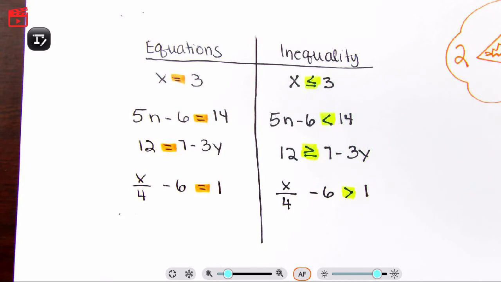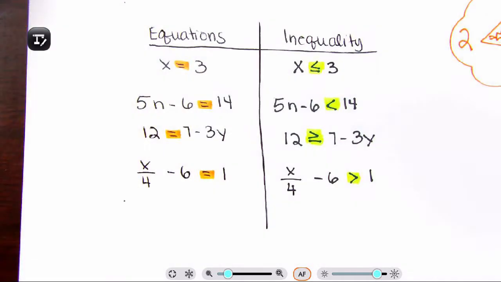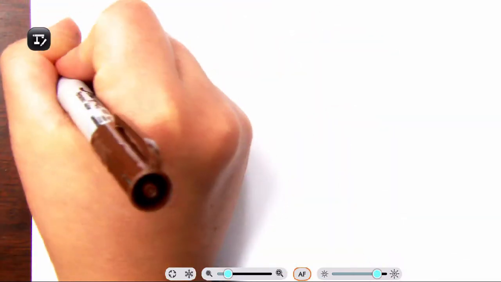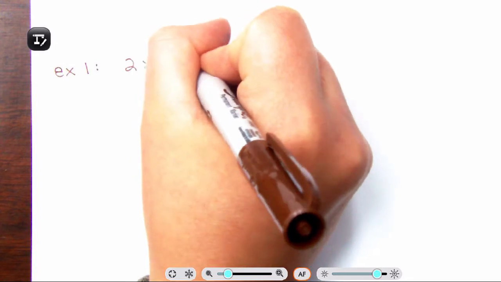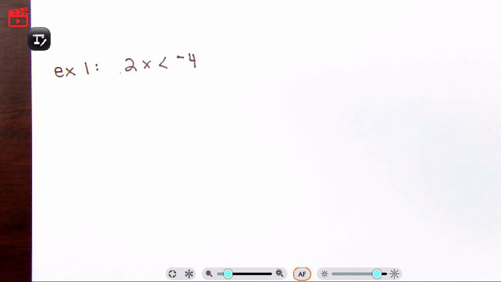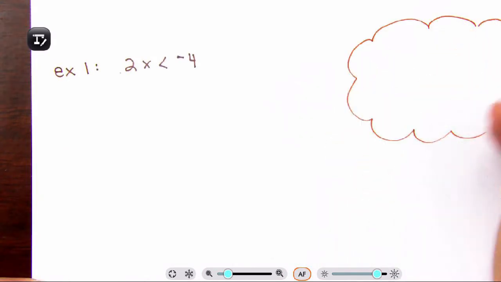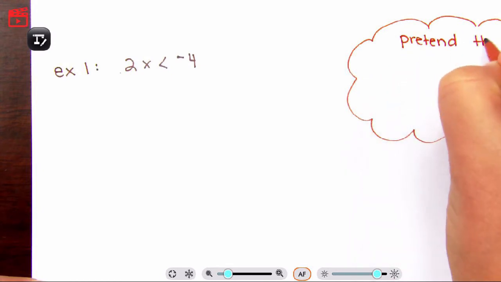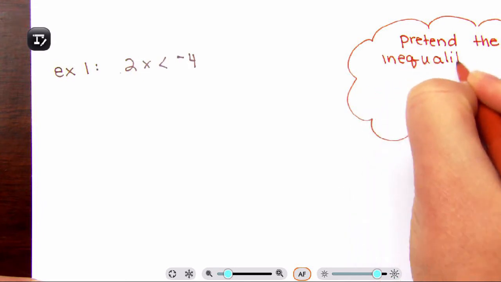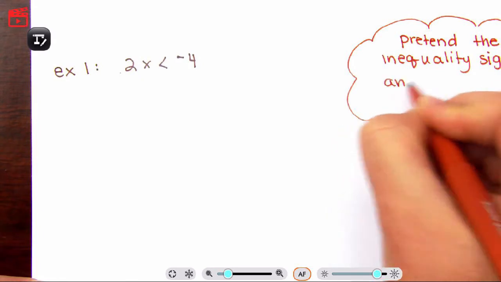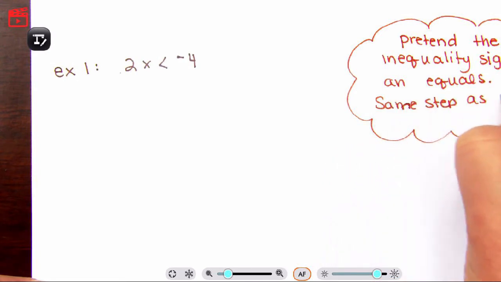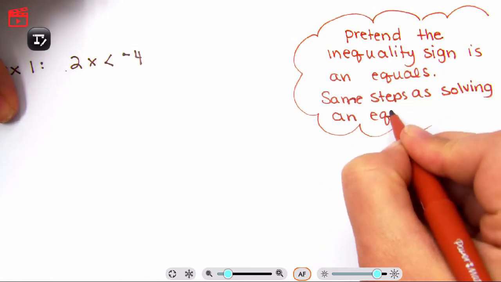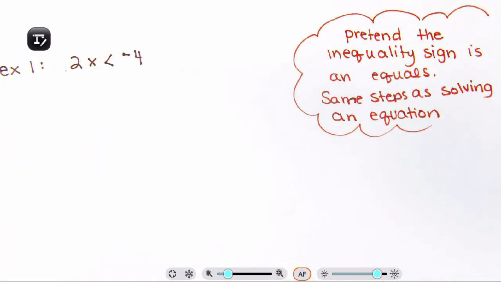Let's do an example. And let's start with a little bit of a simpler example. Let's start with a one-step example. So example 1, 2x is less than negative 4. How do we even start this? Well, here's our thinking bubble. Pretend the inequality sign is an equals. Same step as solving an equation. So if we pretend this is an equals, what is our first step in solving an equation?